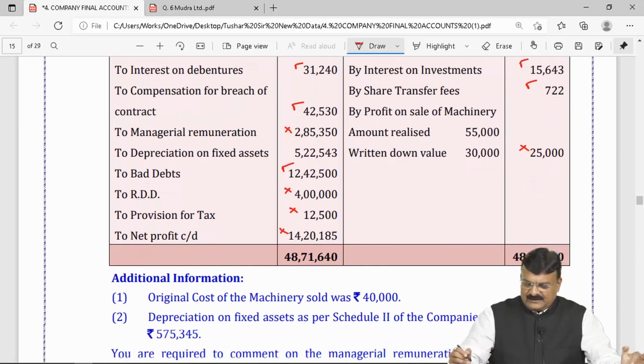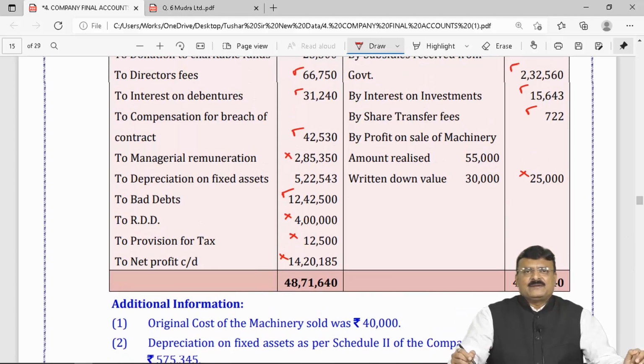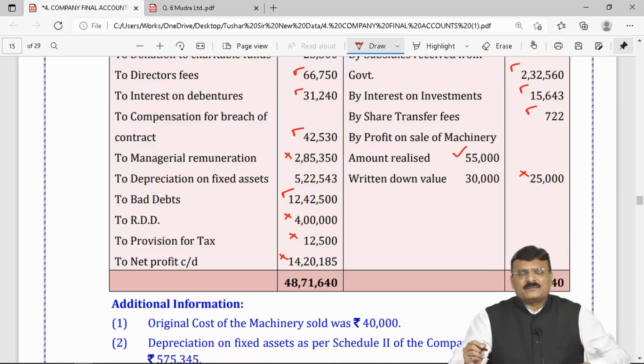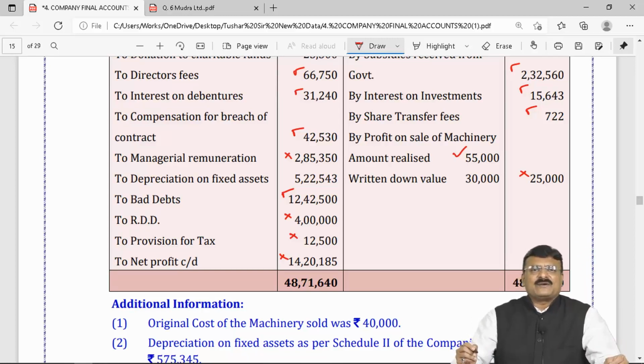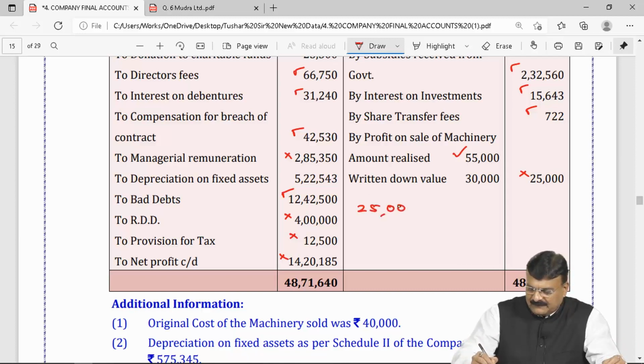Additional information. Original cost of machinery sold was 40,000. Now cost is 40, selling price is 55. So selling price in excess of cost price is 15,000. So 15,000 is your capital profit. The total profit is 25,000. So out of 25,000, when you subtract 15,000 capital profit, what you get is something you need for Section 198, 10,000, which is our revenue profit.